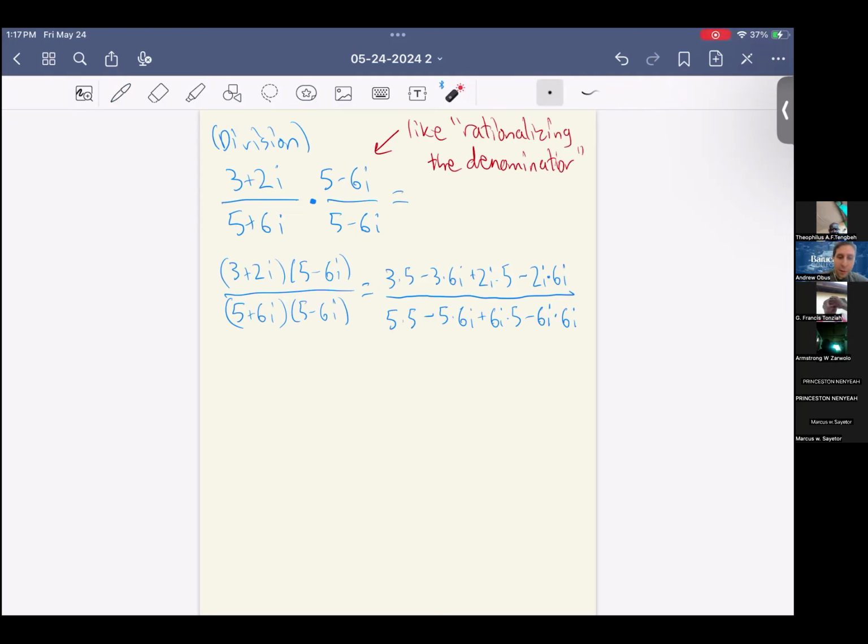Okay, well, this looks complicated, but it's actually going to simplify a lot. And one of the reasons it simplifies is, look, we have 5 times 6i that we're subtracting, and then 6i times 5 that we're adding. Both of these are 30i. So we have one being subtracted, one being added, so they're going to cancel each other out. Okay. So what we're left with here is 15 minus 18i plus 10i minus 12i squared, divided by 25 minus 36i squared. Right?